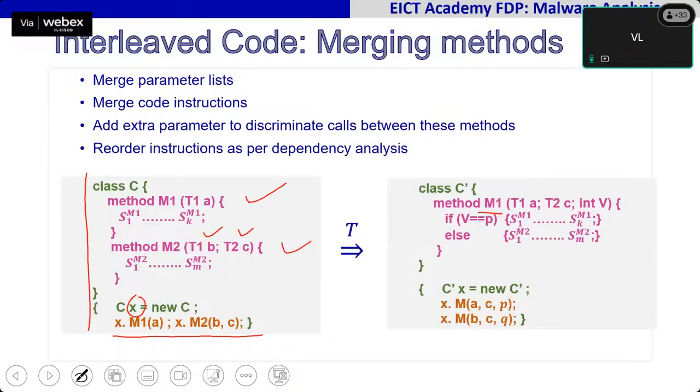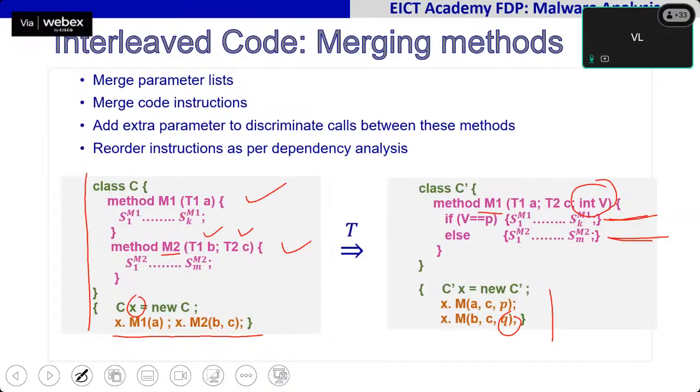Now we have rewritten the same class and combined these two methods as a single method. This part of the code is the same as method 1, and this part of the code is the same as method 2. And now we are passing a third parameter, V, which tells us whether we should be invoking method 1 or method 2. So to ensure the same thing as earlier, we will say x dot a c p. If v is set to p, then method 1 is going to be called. But if v is set to something else, which is q, then method 2 will be called.